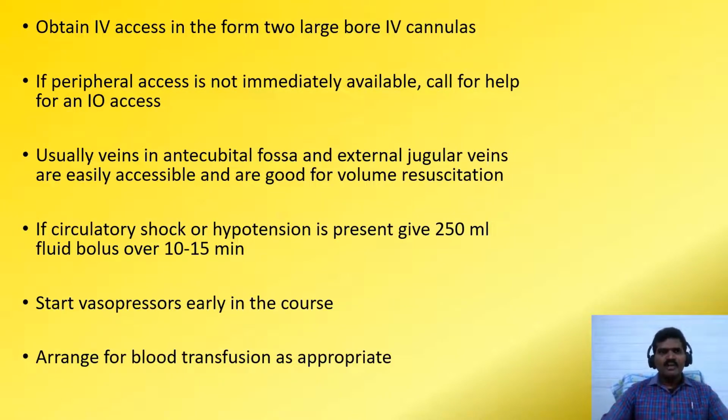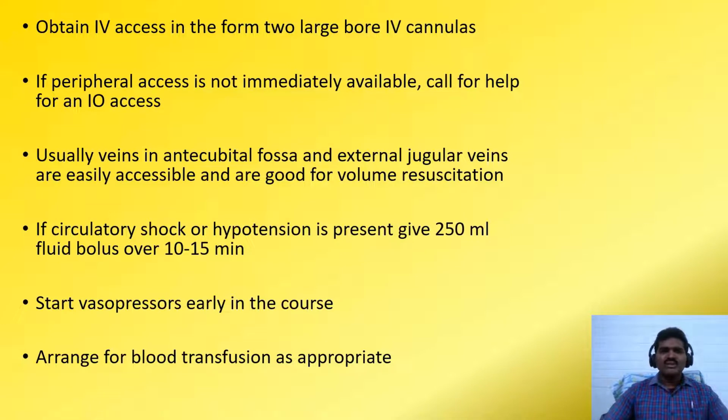Secure an IV access, preferably two large bore IV cannulas. If peripheral access is not immediately available, call for help for an IO access. If you are capable of securing an IO access, secure it as early as possible. It is very easy and can be done in both pediatrics and adults. It takes less than a minute to secure the IO access.